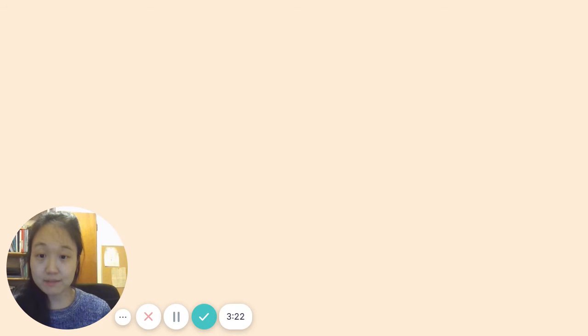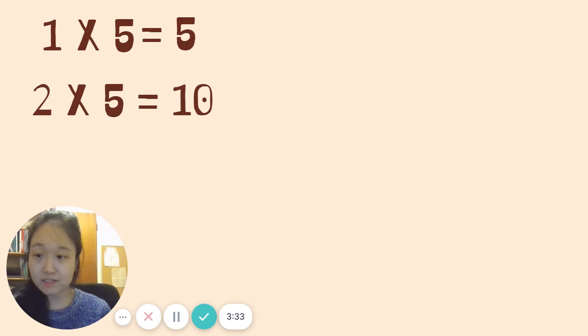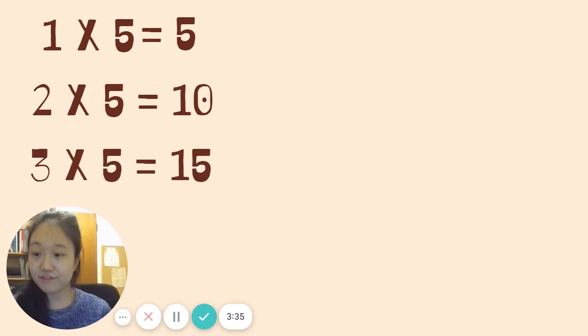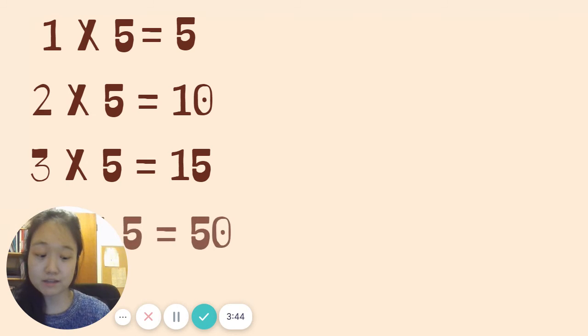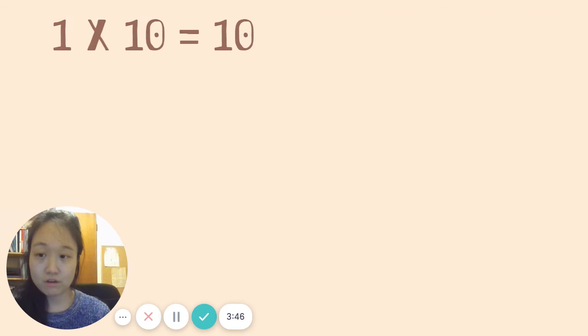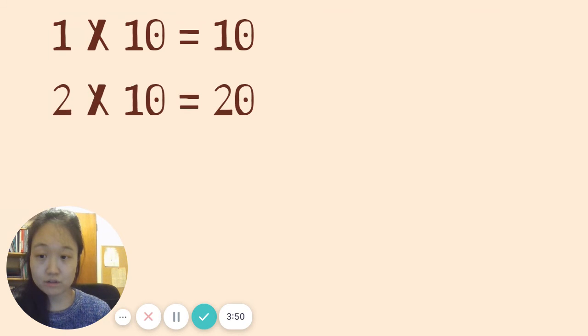Let's look at our 5 times table. You can skip count by 5s to find your answer. 1 times 5 is 5. 2 times 5, 10. 3 times 5, 15. And then all the way to 10 times 5 equals 50. The same thing with your 10 times facts. One group of 10, 1 times 10 is 10. 2 times 10 is 20.